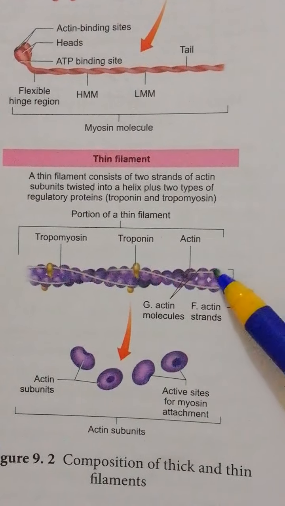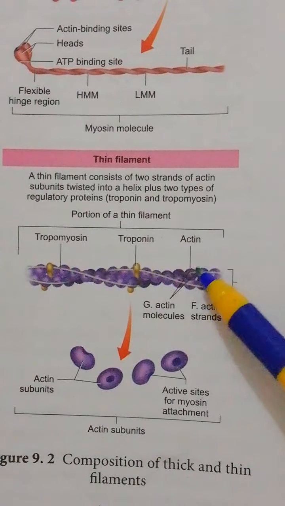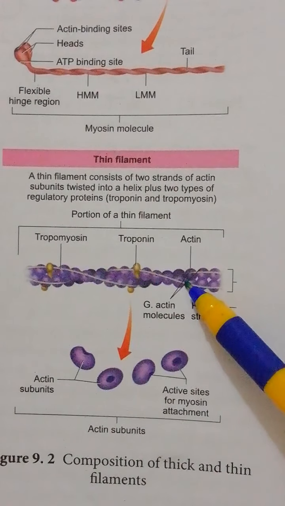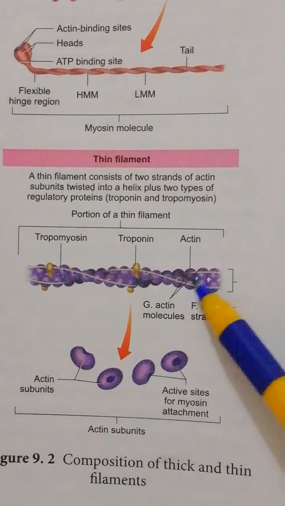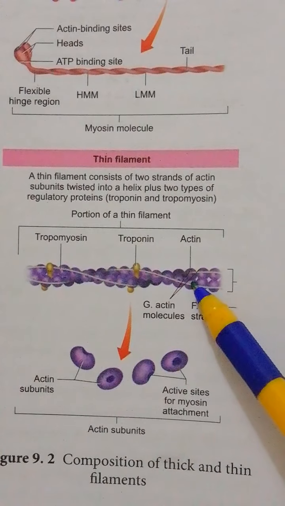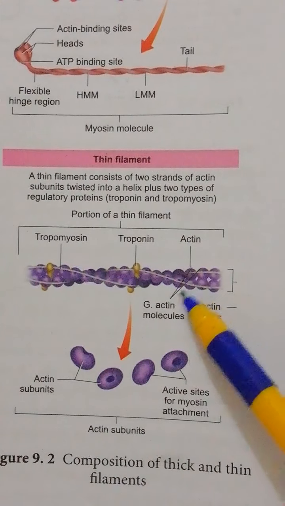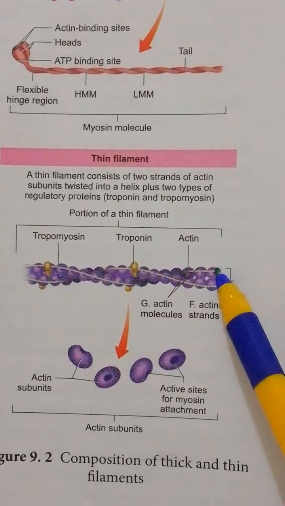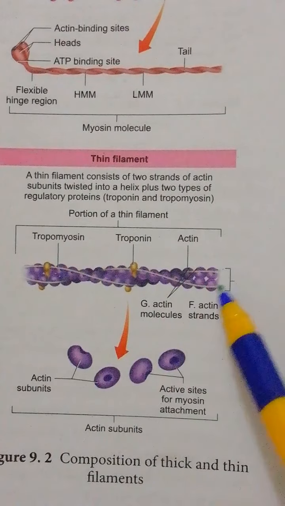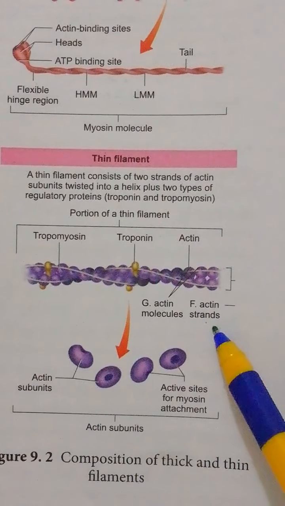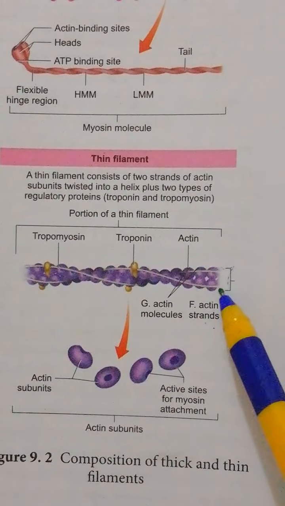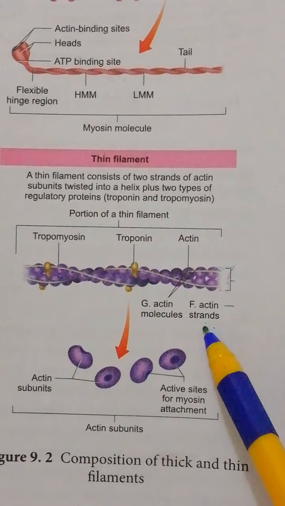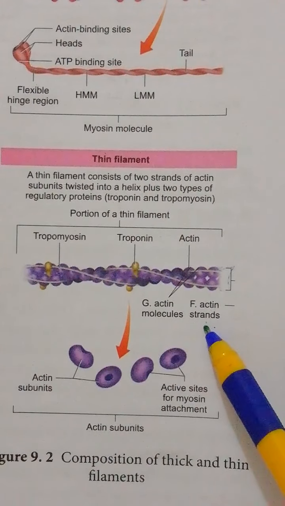So this is the actin filament. Two actin filaments are there, and each consists of monomeric units known as globular actin, or G actin. These are mentioned as G actin molecules. Actually, these two are mentioned as F actin strands. Together they form a filament, that's why they are called F actin strands.